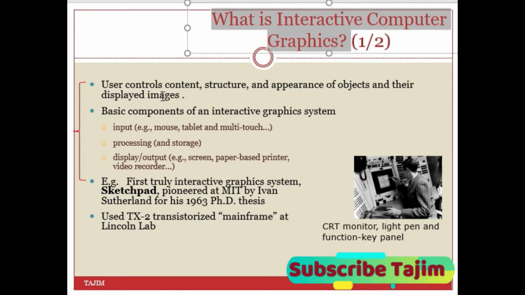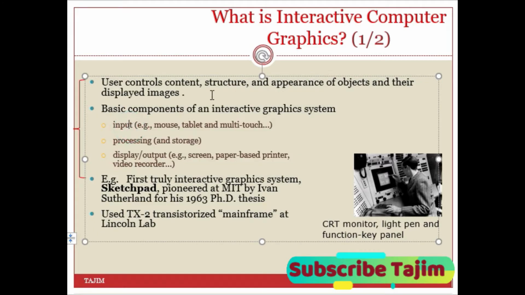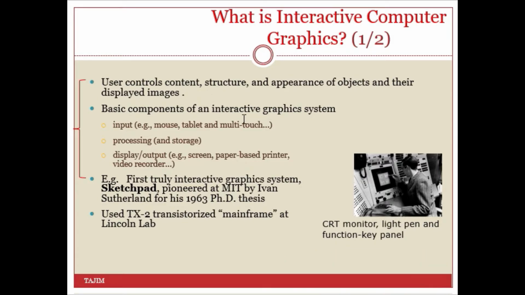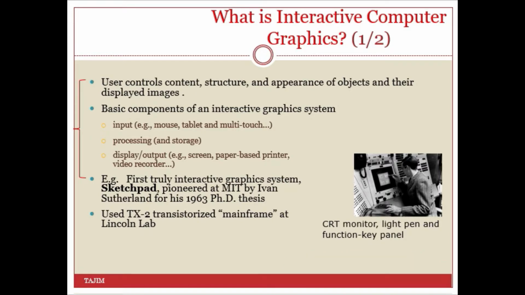What is interactive computer graphics? The user controls content, structure, and appearance of objects and their displayed images. Basic components of an interactive graphics system: input, e.g., mouse, tablet, and multi-touch; processing and storage; display/output, e.g., screen, paper-based printer, video recorder.